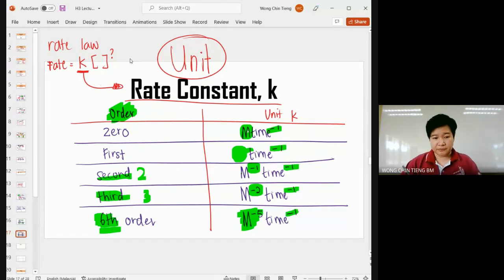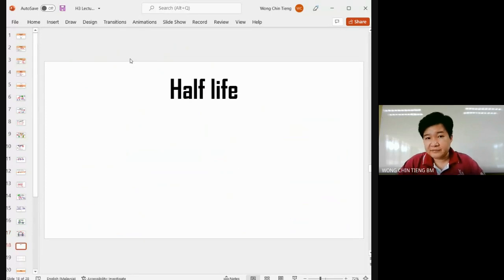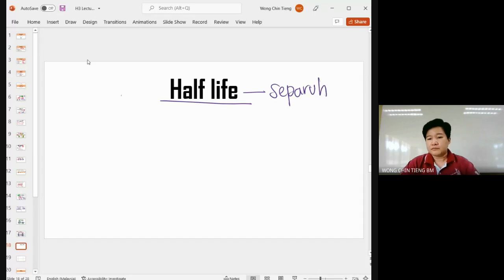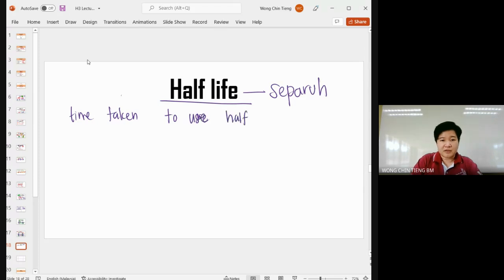Okay? Very simple. Next. Half-life. Half-life punya konsep sangat senang. Bahasa pasar dia separuh. Half-life, apa maksud half-life? Is the time taken to reach or to use half of the initial concentration. So kalau saya bermula dengan 1.0 molar, half-life bermakna dia jadi 0.5 molar.